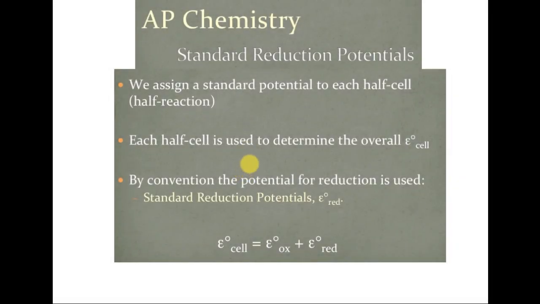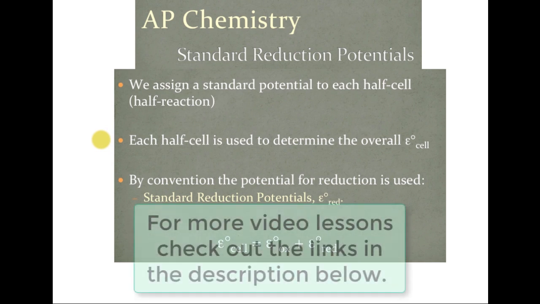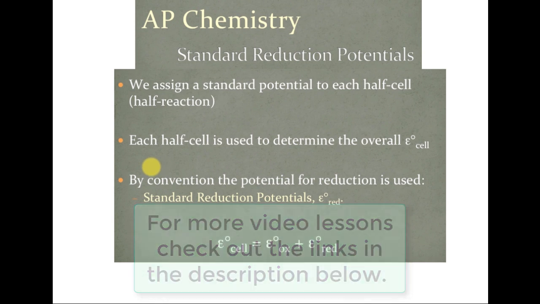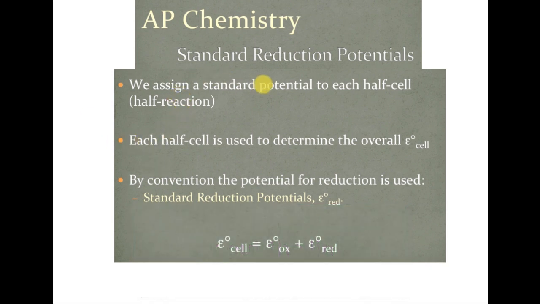Hey everybody, we're going to look at what are known as standard reduction potentials. Previously we looked at what galvanic cells are, and we didn't really talk about how to calculate the cell potential. We just talked about what cell potential was and the origins of it, and basically how to set up galvanic and voltaic cells. So what are standard reduction potentials?